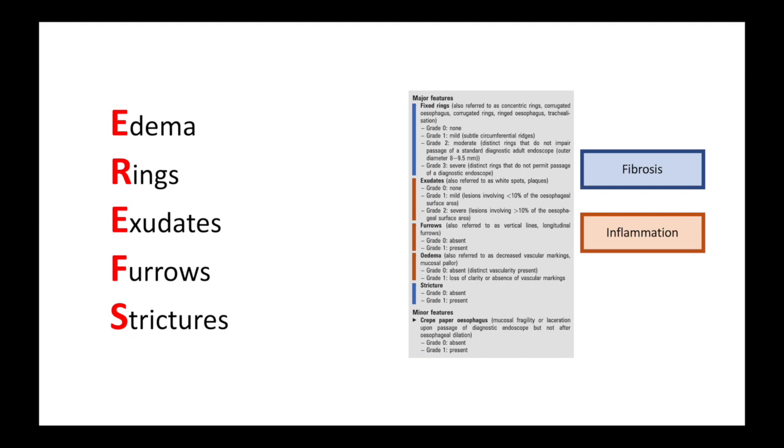In conclusion, even if not necessary as criteria for the diagnosis of EoE, these endoscopic changes are useful as evidence of the disease and could help in the assessment of response to therapy. Edema, exudates, and furrows should be considered as a sign of active inflammation. Instead, rings and stenosis suggest fibrotic remodeling of the esophageal wall.